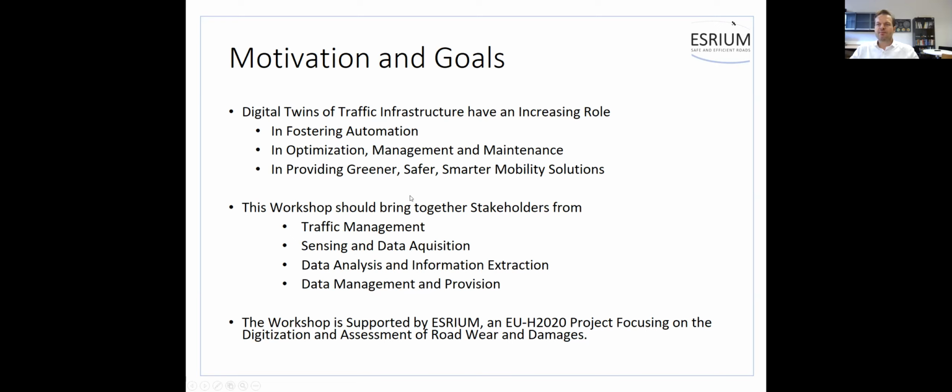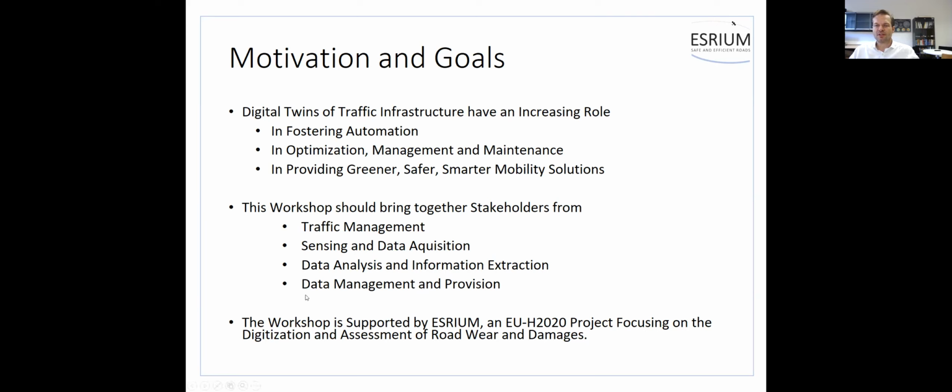So the goal of this specific workshop now is to bring together stakeholders from all the various fields concerning the creation of digital traffic infrastructure twins, which come from traffic management and operation on one side, then from sensing and data acquisition on the other side, data analysis and information extraction, and finally, data management and data provision and distribution to the end customers.